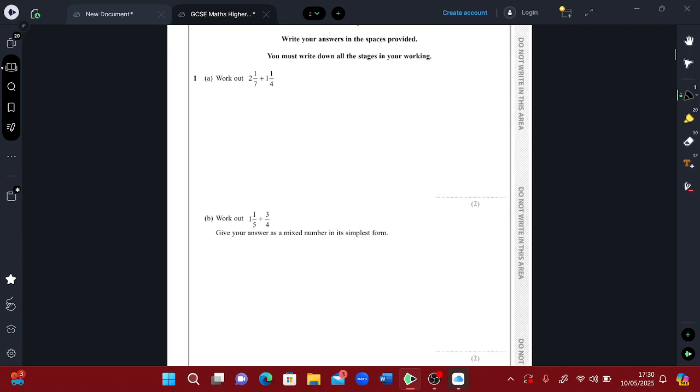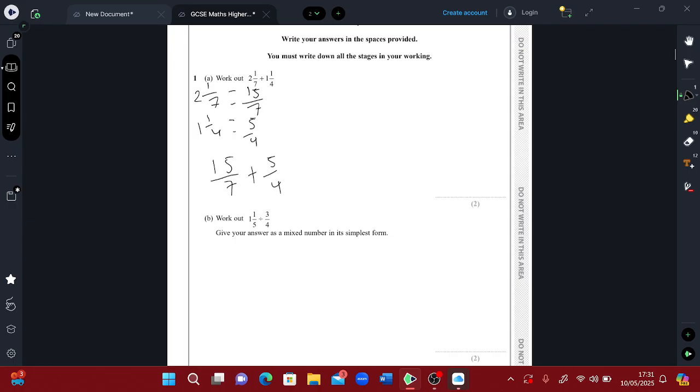With mixed fractions, you need to times the whole number by the denominator and add the numerator. So 2 times 7 is going to be 14, and then you want to add 1, so that's going to be 15 over 7. Likewise, 1 and 1 over 4 is going to be 1 times 4, 4, add 1, which will be 5 over 4. And therefore, what we want to do is essentially add 15 over 7 plus 5 over 4.